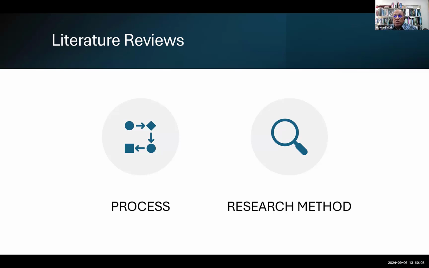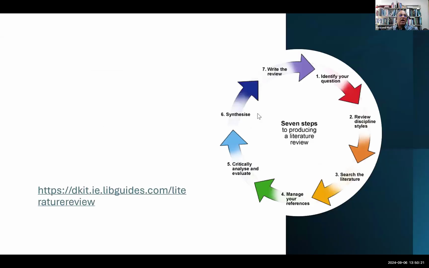The second part is the research method. You can use some literature reviews as actually a research paper. You can create a whole research method out of literature reviews. This is not something new, and many of us are working in that area. The literature review as process, of course, for the most part, follows the structure of the research: identify keywords and, again, look at discipline styles, etc.